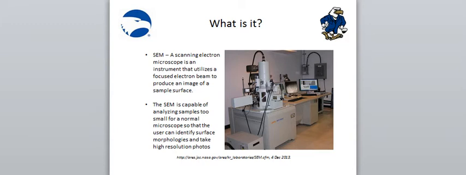So what is scanning electron microscopy? A scanning electron microscope is an instrument that utilizes an electron beam to produce an image of a sample surface. This is capable of analyzing very small samples down to the nanoscale, so that you're able to identify surface morphologies and take very high resolution pictures.